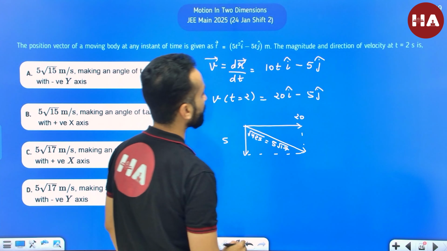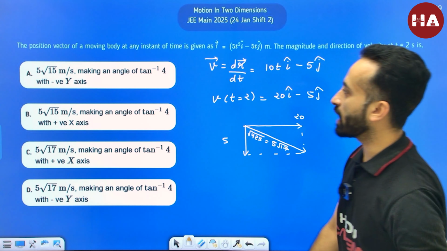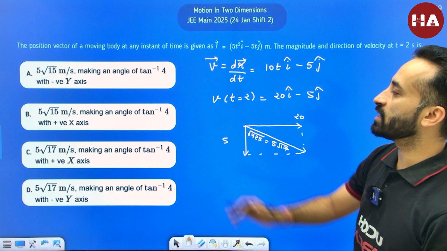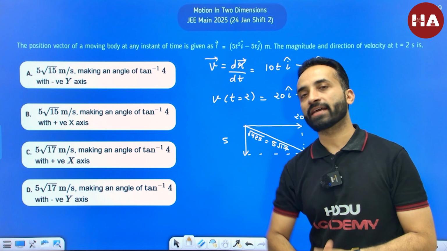So what about the angle? If we look at the options here, 5 root 17 is available in option C and option D, but it's not in A and B of course.